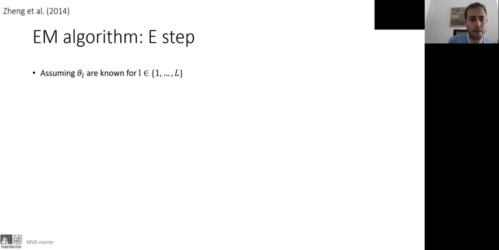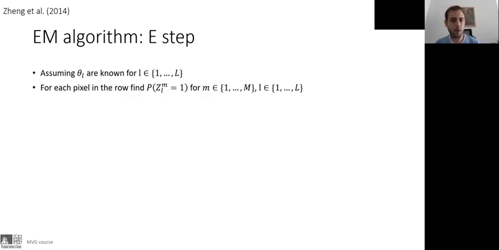And in the E step, we assume that we know the depths. So it's the opposite problem. I know the depths for each source pixel, for each reference pixel. And I want to find the probability that this pixel is observed in each source image.